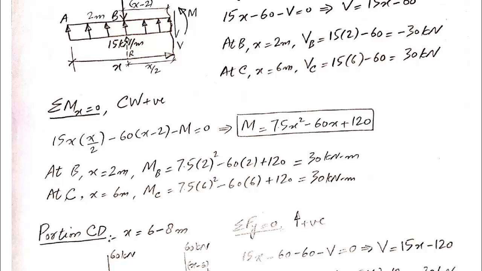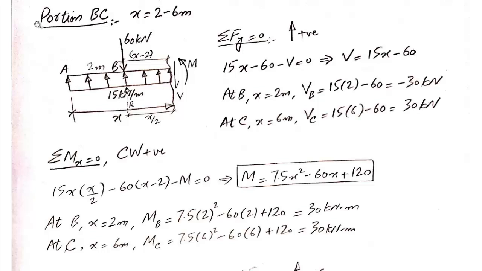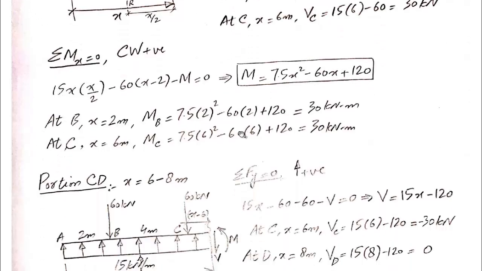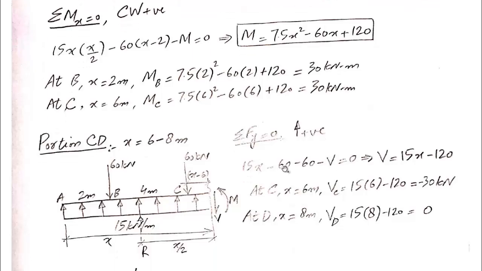When we plot the bending moment diagram, we will see how to deal with this situation, whether these 2 points should be joined directly or we need to make any change. We will see that when we will be plotting the bending moment diagram. So this completes our discussion about the second portion BC. Now let's move towards the third portion CD.